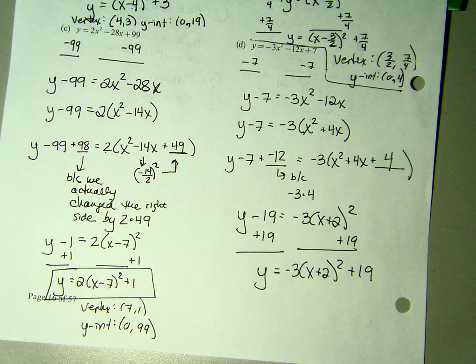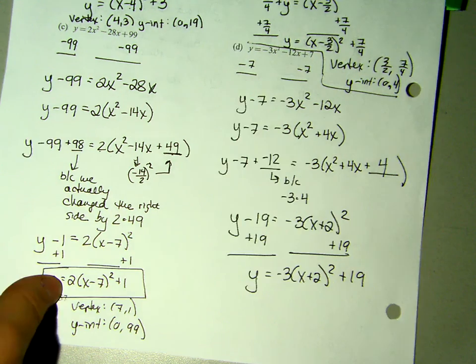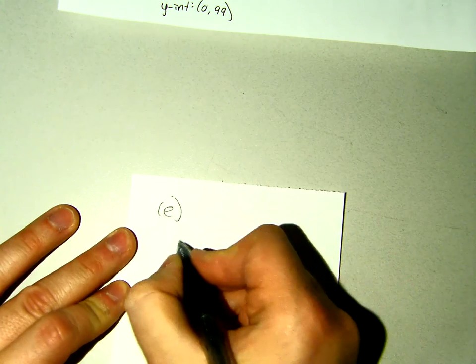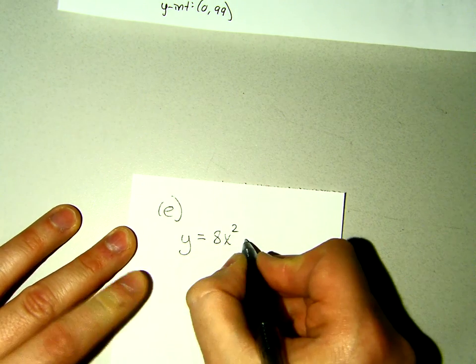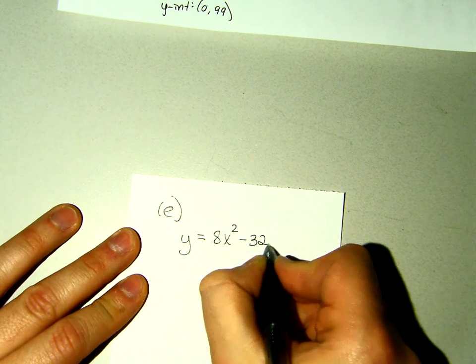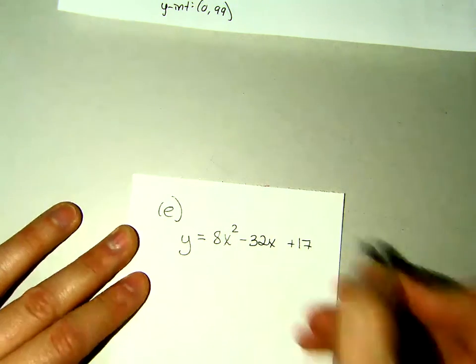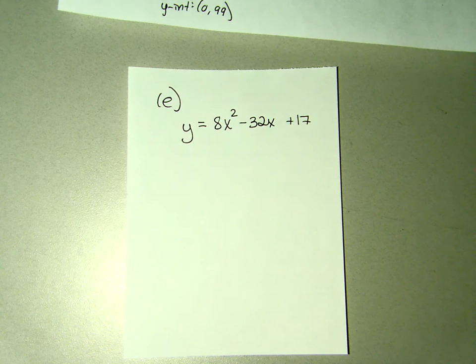Okay, we don't need the comments on everything, Nathan. I would like you to try one more on your own, on that little half sheet. Y equals 8x squared minus 32x plus 17. I'd like you to convert that to vertex form.